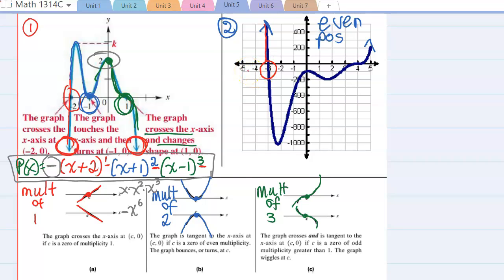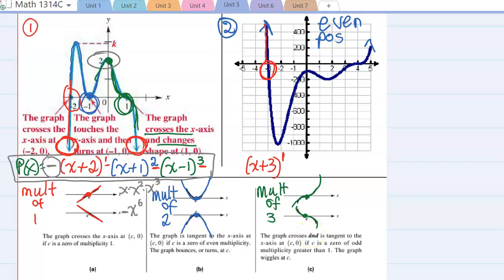So let's go through from left to right on my graph, and I see that it goes through the x-intercept of -3. That means x plus 3, the factor that created this x-intercept, must have a multiplicity of 1 since it went straight through. It didn't wiggle or change shapes.